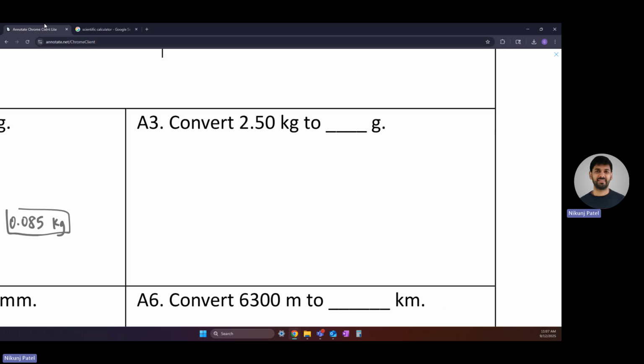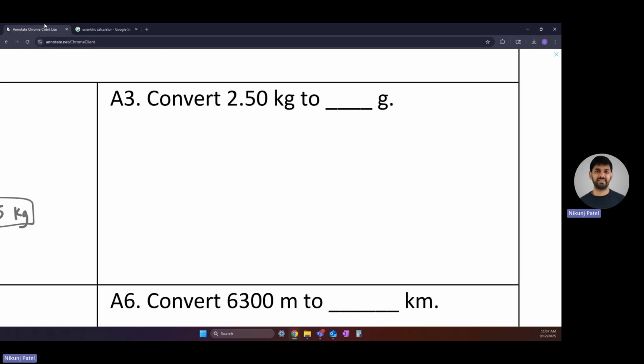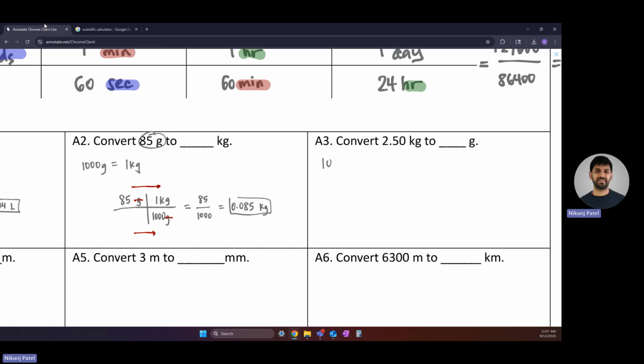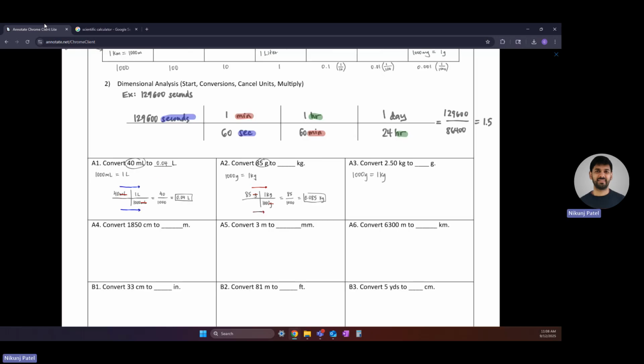Okay, looking at A3, this one again tells us kilograms this time to grams, so it involves kilograms and grams. We're going to be using the same conversion factor this time, because we're thinking about grams and kilograms, except this time we're going to go from kilograms to grams. So since we already use this conversion factor here, you should try this part on your own and then compare with the key later on. I'm going to show a different example now.